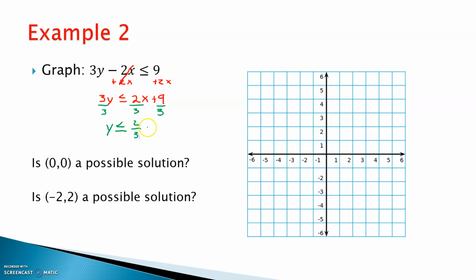If it doesn't divide, that's fine, leave it. And then 9 divided by 3 is positive 3. And that one's good to go. I can actually go ahead and graph that.